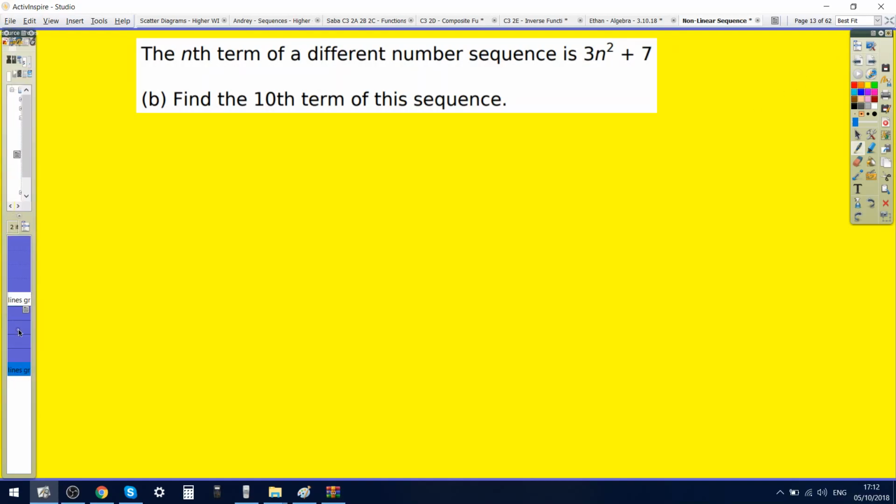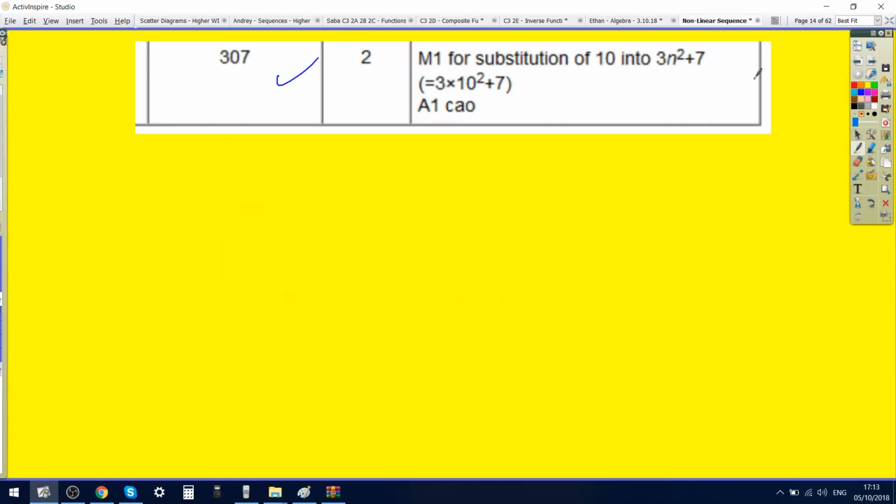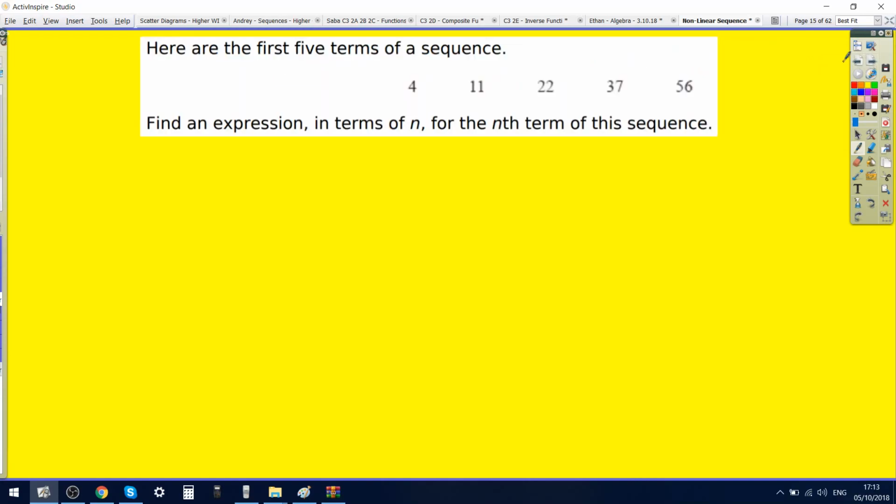Okay, exam question. How would you do this? You only need the 10th term. So you replace n with 10. So it's 3 times... But you start off with 10 squared, don't you? Correct. 10 squared is 100. So you do 3 times 100, which is 300. Add 7 is 307. Well done. So that's 2 marks, and that's the beginning.